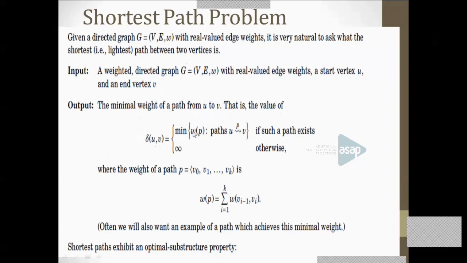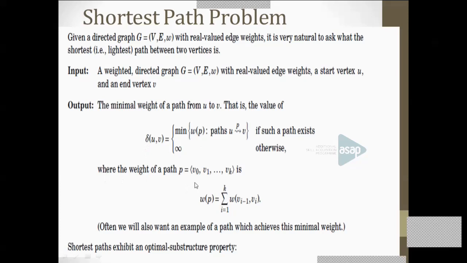And this is the minimum of the weight of P, where P is a path from U to V. It is the minimum. There are many paths from city U to city V, and we have to take the minimum one if such a path exists. Otherwise, the minimum cost is going to be infinity, that is a very large value, since there is no such path.